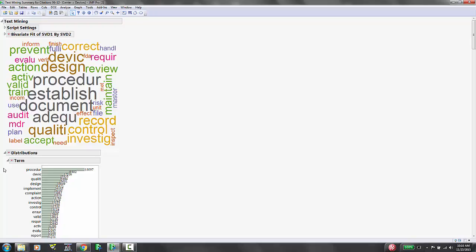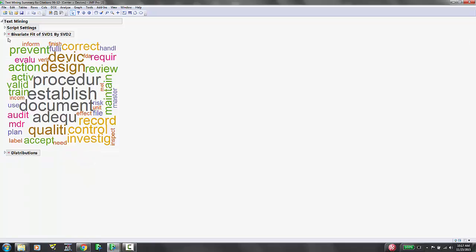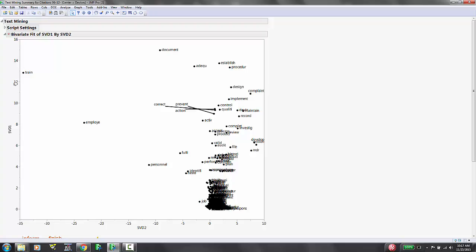Right below it, if I look at a basic distribution of the frequency of terms, things like procedure, device, quality, design, complaint, and investigation are high-frequency words. I often say that words should be judged by the company that they keep. So why don't I look at a scatter plot of those words? One big theme that didn't stand out earlier with the word cloud was employee training, employee personnel training: the need identified, and then when it was fulfilled.